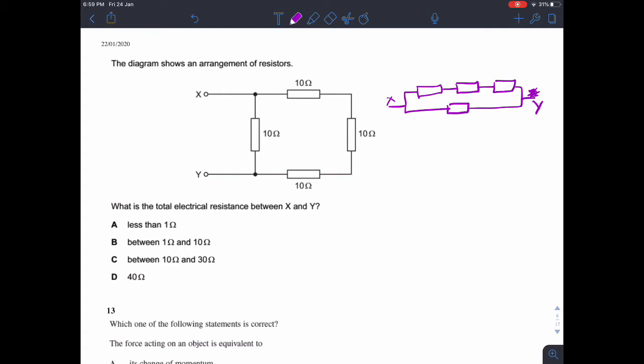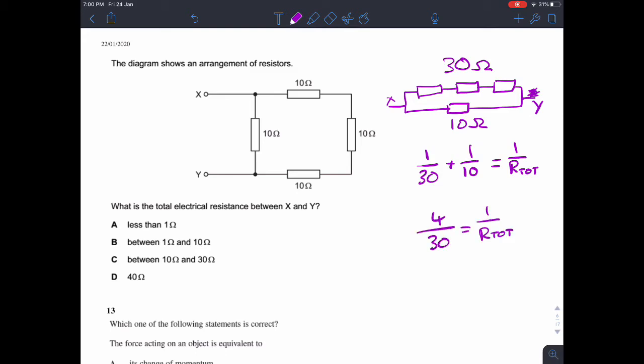So if we first add up the series, then that's a total resistance of 30 ohms up at the top, and that one's 10 ohms. In order to calculate the total resistance in parallel, we need to do 1 over 30 plus 1 over 10 equals 1 over R total. So that gives you 4 over 30 equals 1 over R total. So R total is 30 divided by 4, which is about 8. So it'll be between 1 and 10 ohms, B.